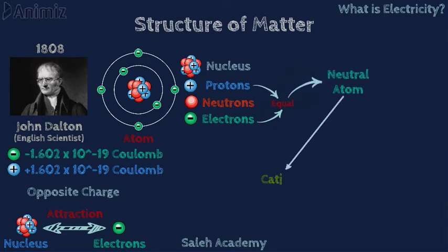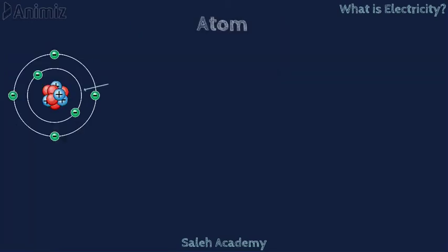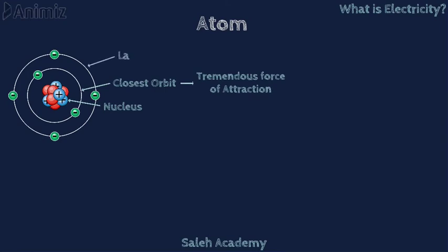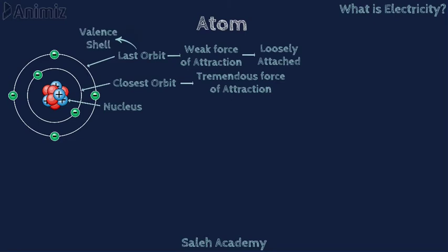An atom becomes a positively charged ion when it loses electrons, and similarly, an atom becomes a negatively charged ion when it gains electrons. The orbit closest to the nucleus is always under a tremendous force of attraction, while the last orbit is under a very weak force of attraction with the nucleus. Hence, electrons in the last orbit are loosely attached to the nucleus. The last orbit is called the valence shell, and electrons in this orbit are called valence electrons.